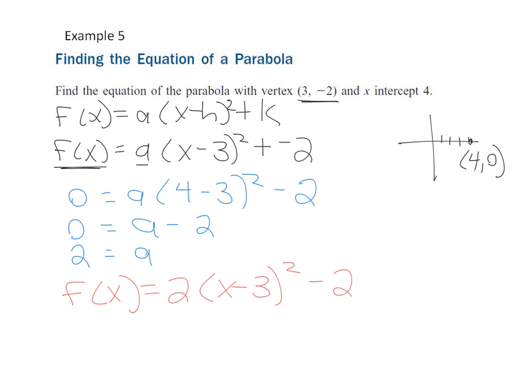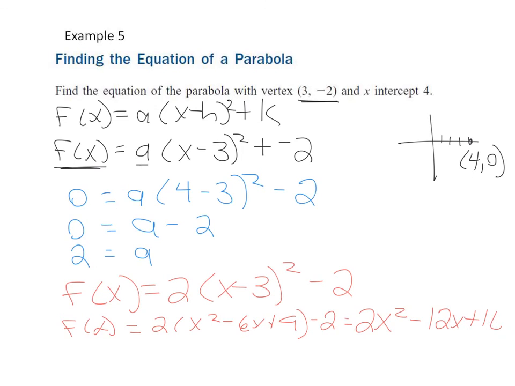If I wanted to take it further and just put it into the standard form, I could say f of x equals, let's see, 2 times x squared minus 6x plus 9 minus 2. Therefore, the final answer would be 2x squared minus 12x plus 16. I could do either form, vertex form or standard or general form.